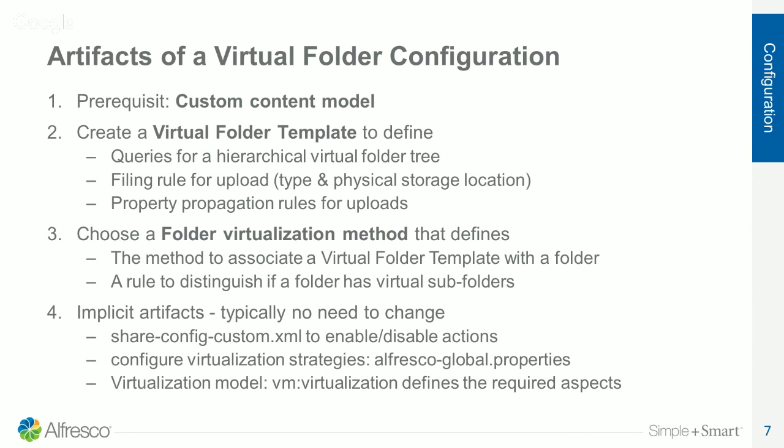You have seen two: the system virtual with the aspect, and the type virtual, where you have the JSON template in the data dictionary that's named identically to the type you want to associate it with. This virtualization method does basically two things. It associates the template with a folder, but it also defines a rule for the virtual folder code to distinguish if a folder has virtual subfolders. And then there are some implicit artifacts which you typically do not have to modify.